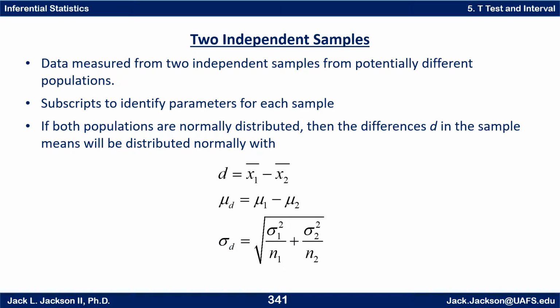Now, data measured from two independent samples from potentially different populations. Subscripts are used to identify parameters from each sample. If both populations are normally distributed, then the difference D in the sample means will be distributed normally, with D equal x bar 1 minus x bar 2. The mean of the D's is mu1 minus mu2. The standard deviation is given by the standard deviation of 1 squared divided by n1 plus the standard deviation of 2 squared divided by n2. Then add that up, then square root.